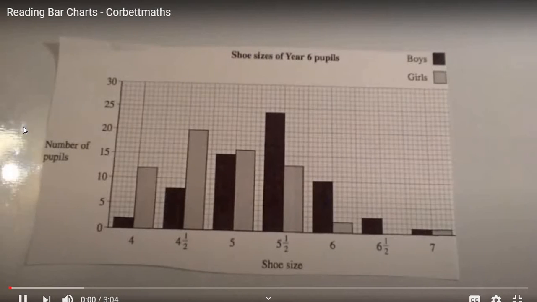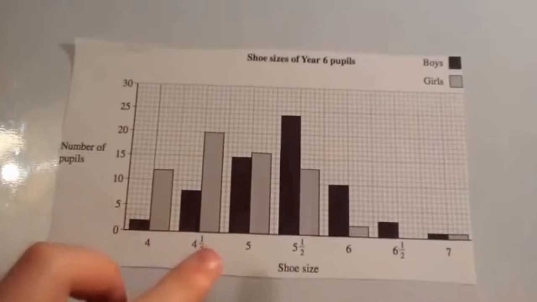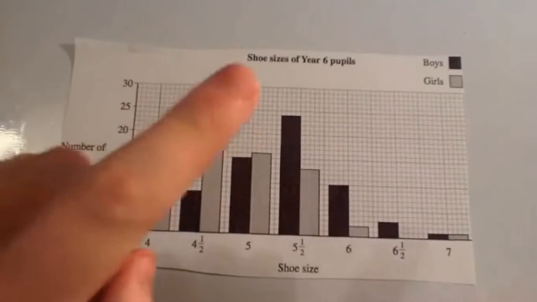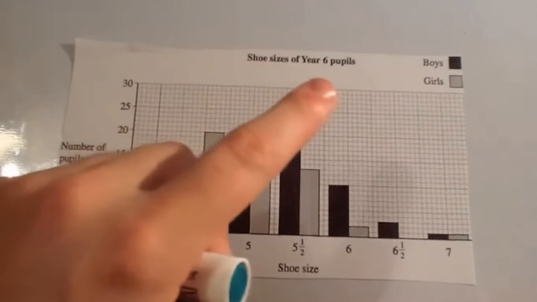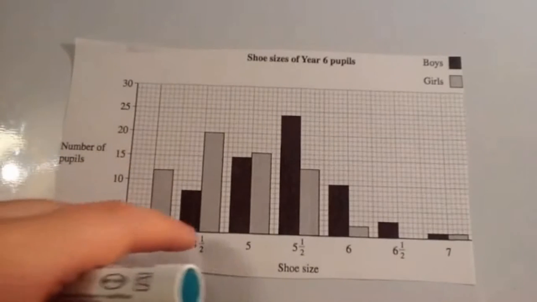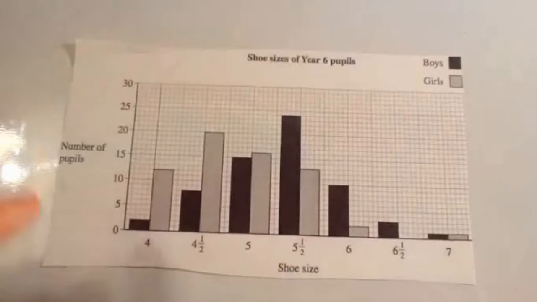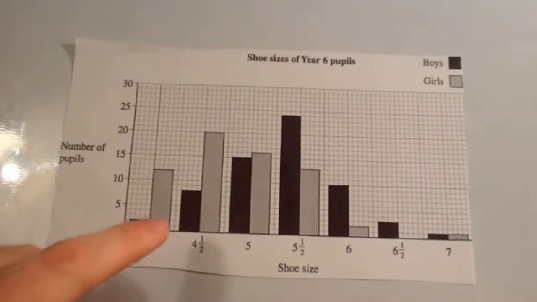We're now going to look at reading bar charts. So here we've got a bar chart, and it shows the shoe size of boys and girls in a particular year group, so year 6 students, and it's got frequency up the side and it's got the shoe size down the bottom. And it's a dual bar chart, okay, because it's got boys and girls. So you've got one bar for boys and one bar for girls.